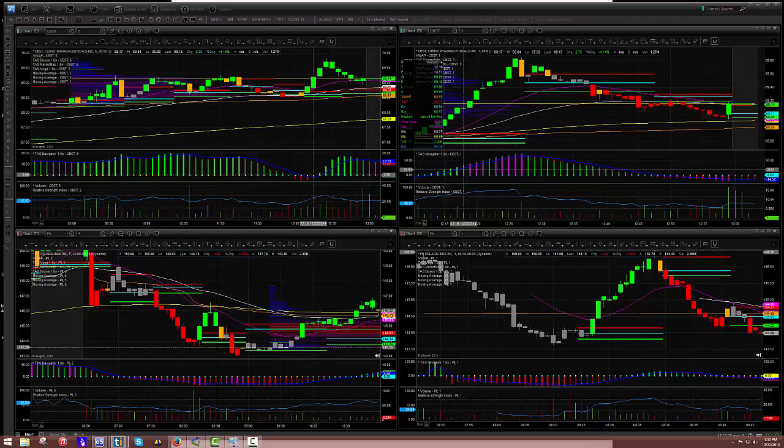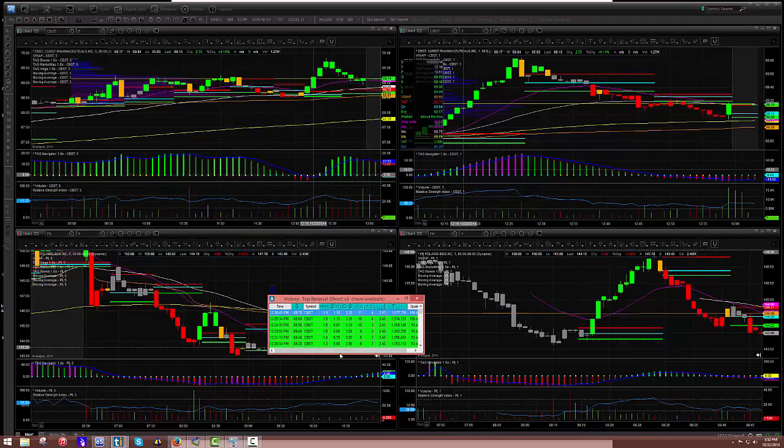One more trade I want to review was a top reversal, or a short, that I took at the end of the day on Cubis Pharmaceuticals, CBST.